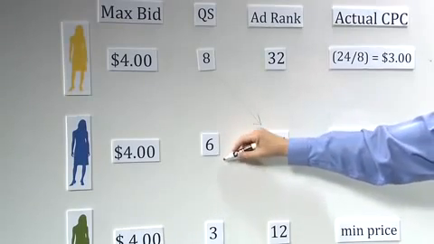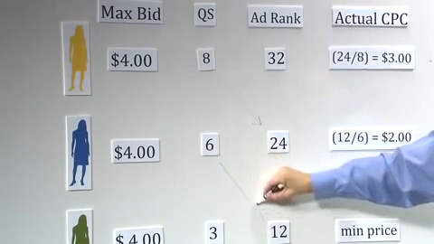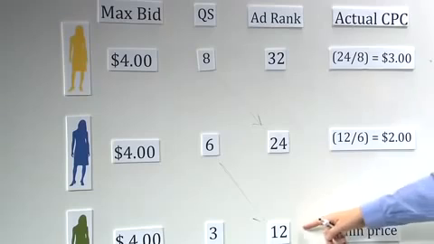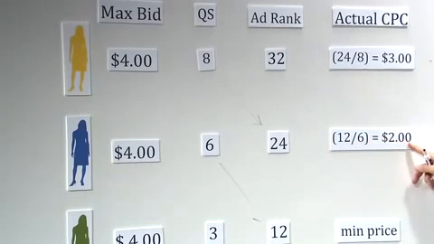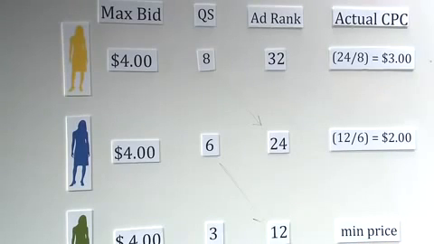In this case, it's going to be 12 divided by 6, or 2. And finally, for the last advertiser, in this example, there's no advertiser below, so the price this person ends up paying per click is just the minimum price that's determined for that auction.